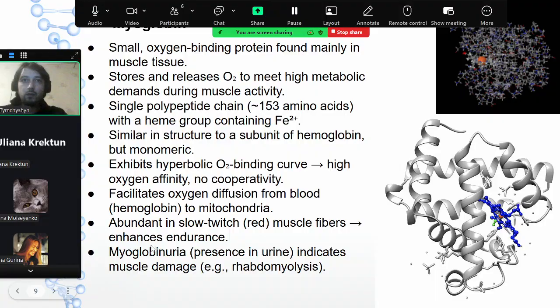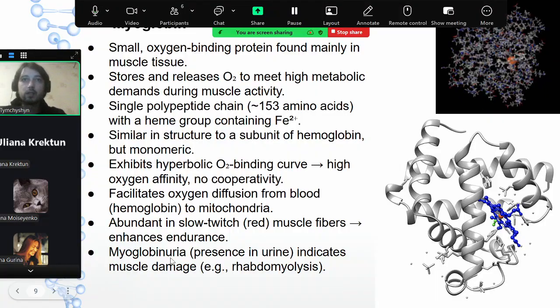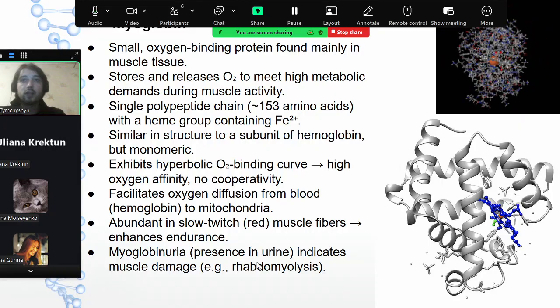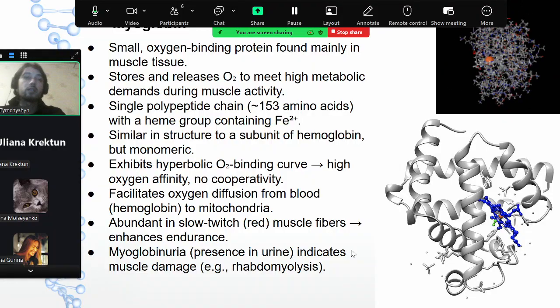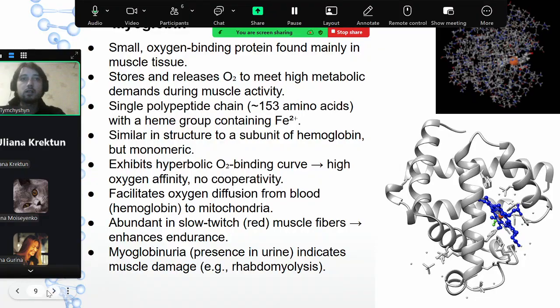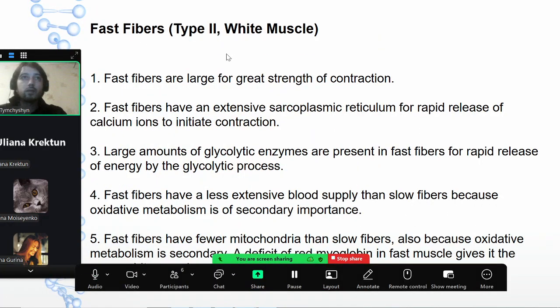Good. And there is some clinical notion that myoglobinuria, the presence of myoglobin in urine, indicates muscle damage, for example rhabdomyolysis. That may be interesting from the medical point of view.